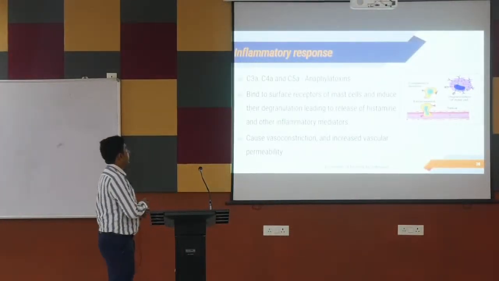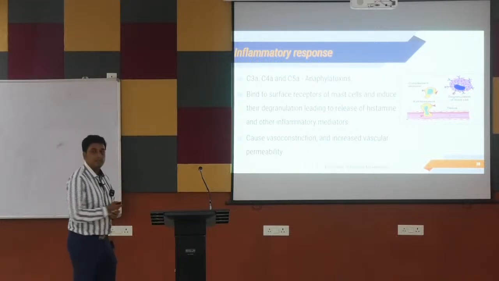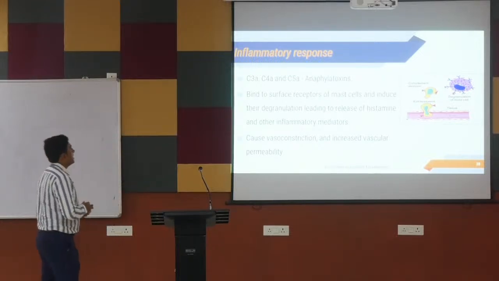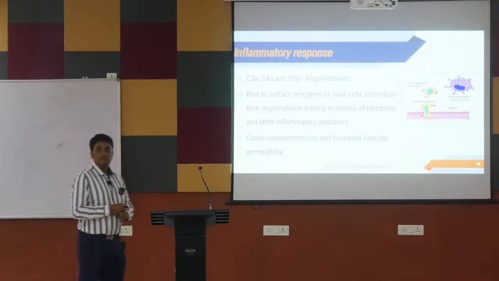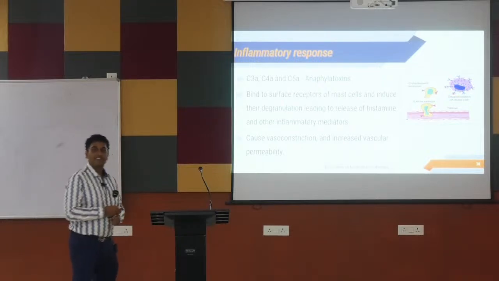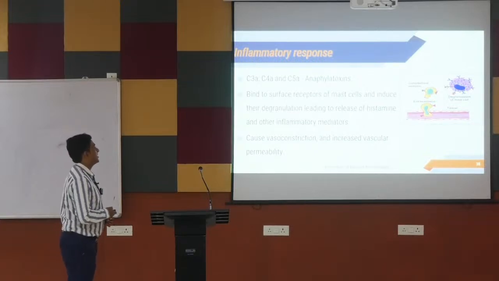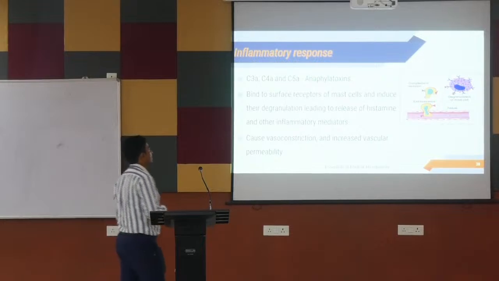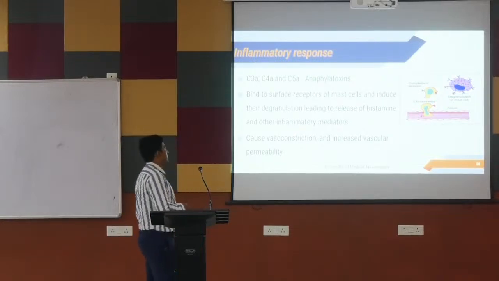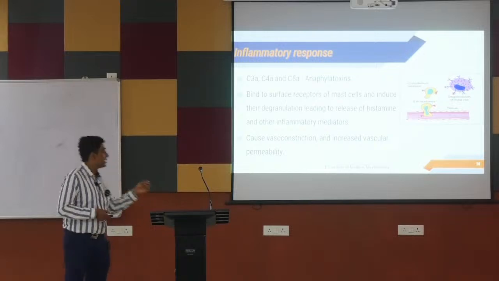And these C3a, C4a and C5a, a for anaphylatoxin. What functions do the anaphylatoxins perform, Tamojit? They bind to surface receptors of the mast cells. Tamojit, are you listening? I can't see you. They bind to the surface receptors of the mast cells and induce their degranulation, leading to release of histamine and other inflammatory mediators. What do anaphylatoxins do, Tamojit?